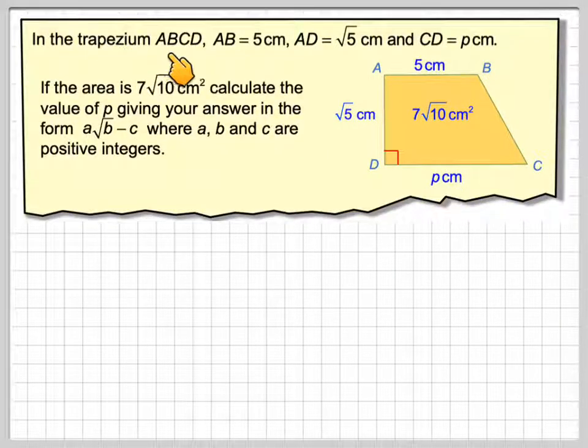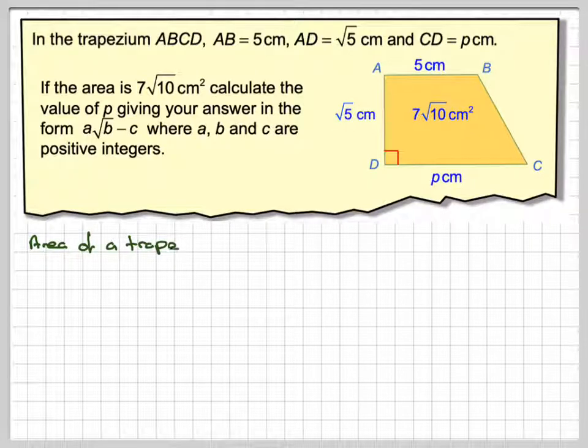In the trapezium ABCD, AB is 5 centimeters, so this length here is 5 centimeters. AD is the square root of 5 centimeters, and CD is P centimeters. If the area is 7 root 10 centimeters squared, calculate the value of P, giving your answer in the form A root B minus C, where A, B and C are positive integers.